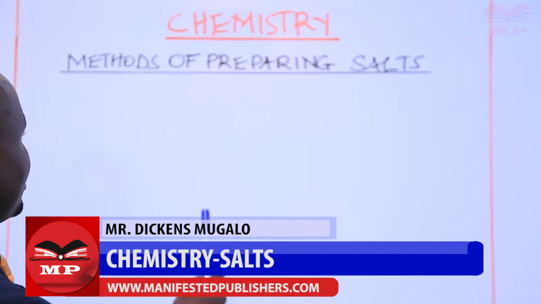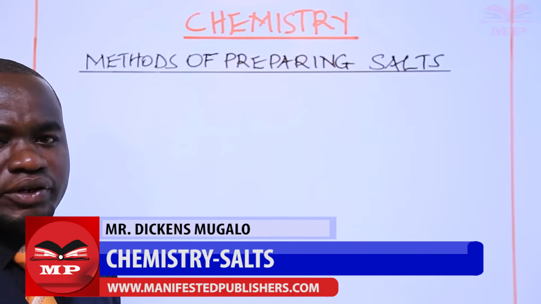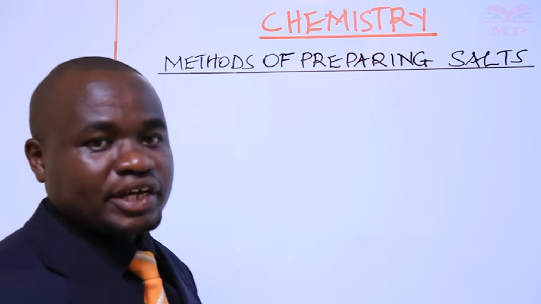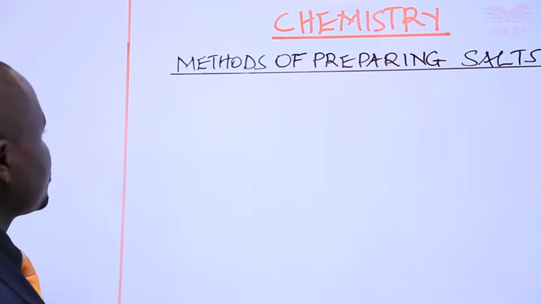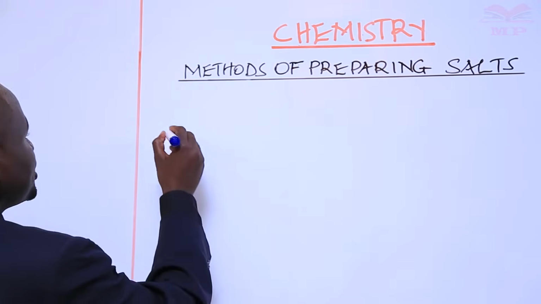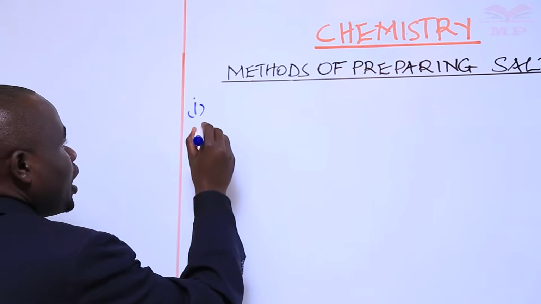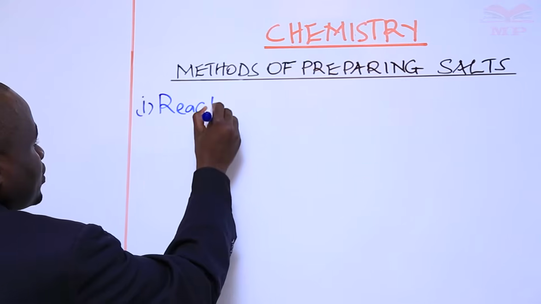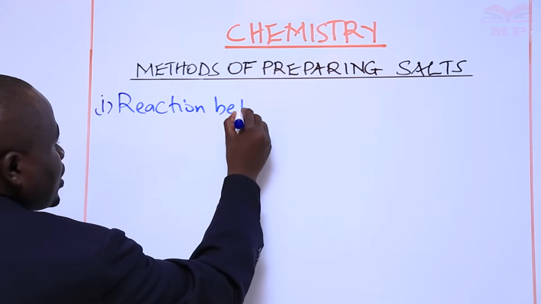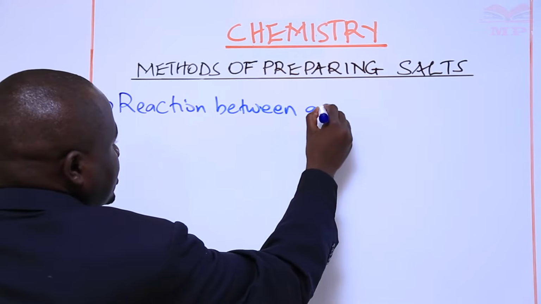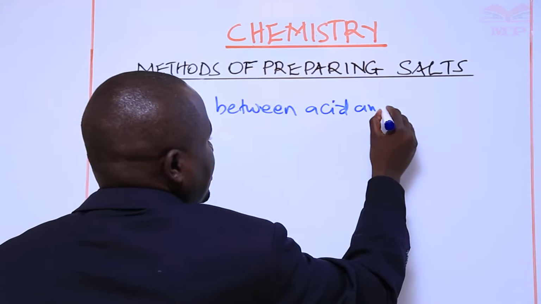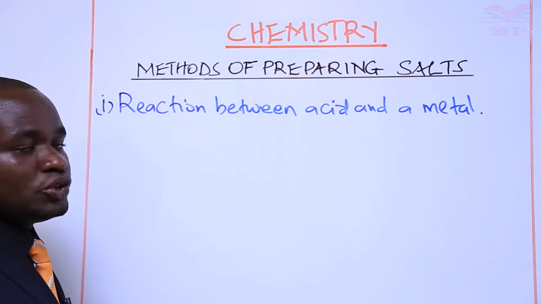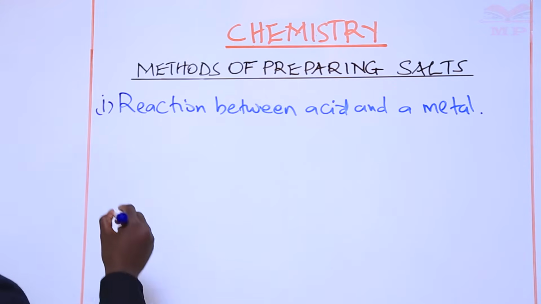Hello learner, my name is Dickens and we are talking about salts, and in today's lesson we want to look at methods of preparing salts. I want us to start by knowing what these methods are. There are about 5 methods of preparing salts, so let us start by mentioning them. Method number 1, you can prepare a salt by the reaction between an acid and a metal. If you react an acid and a metal, you'll get a salt and hydrogen gas.